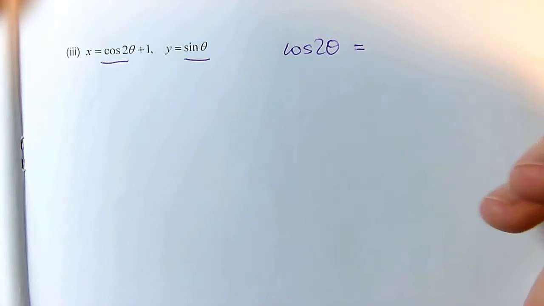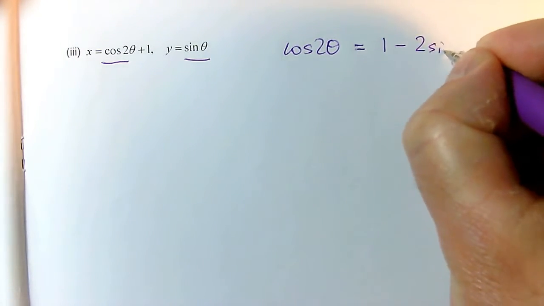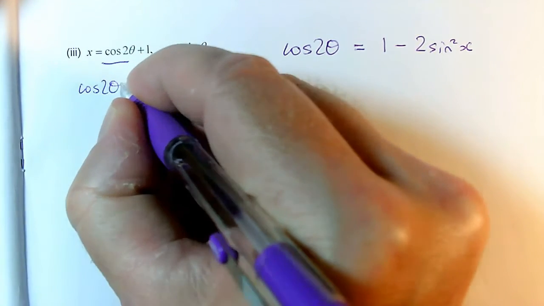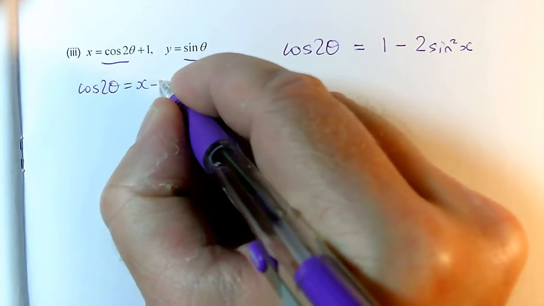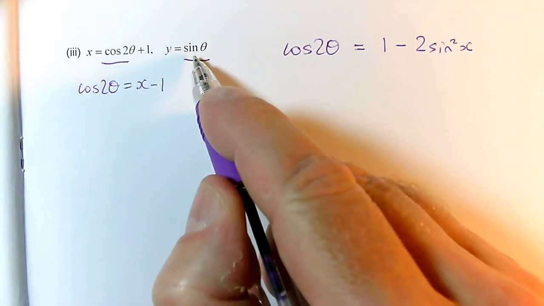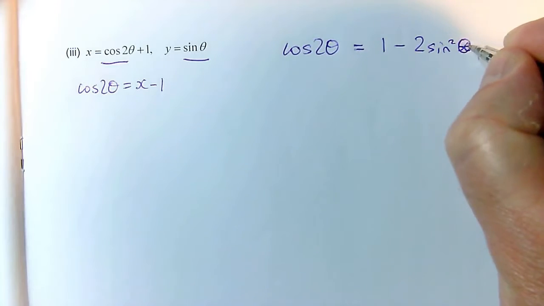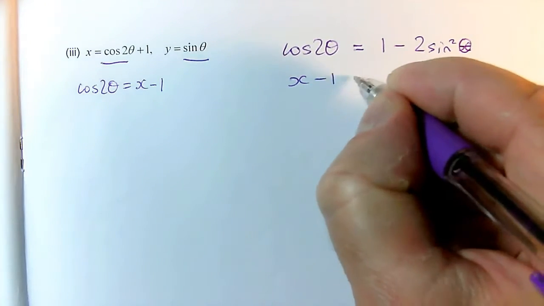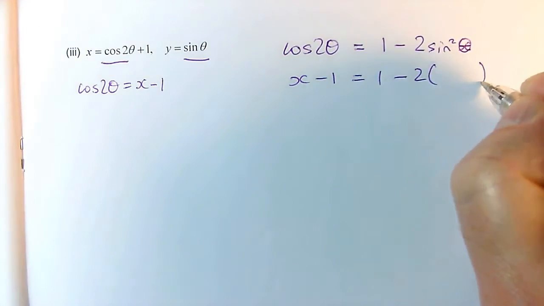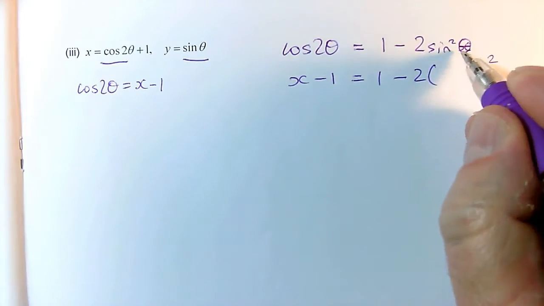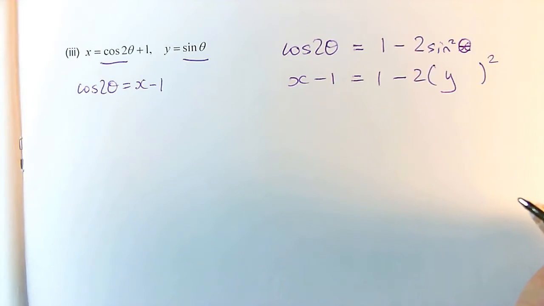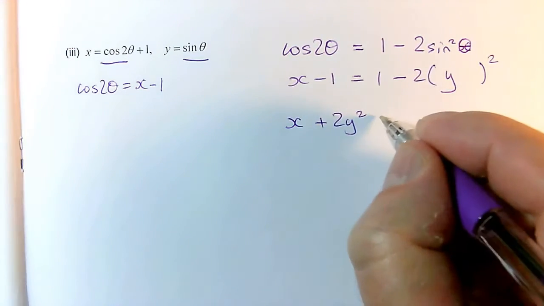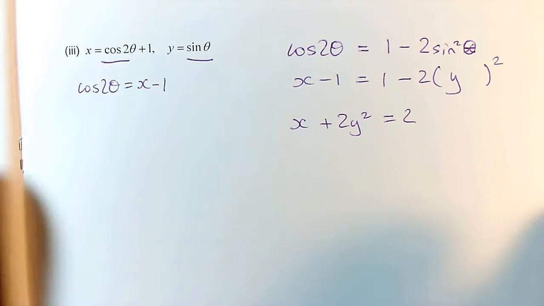So cos 2 theta is, again, you're supposed to know this, it's 1 minus 2 sine squared theta. So, okay, make cos 2 theta the subject. Cos 2 theta equals, take one away, x minus 1. Don't need to change anything here, because I just want to know what sine of theta is, not x. Okay, sine theta is just y. So this cos 2 theta, I now know is x minus 1, equals 1 minus 2 times something squared. What am I squaring? Sine of theta is just y. So x minus 1 equals 1 minus 2y squared. So I can say that x plus 2y squared, and add this one to both sides, equals 2. And there's my Cartesian equation.